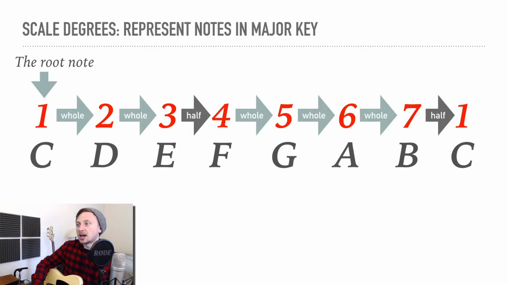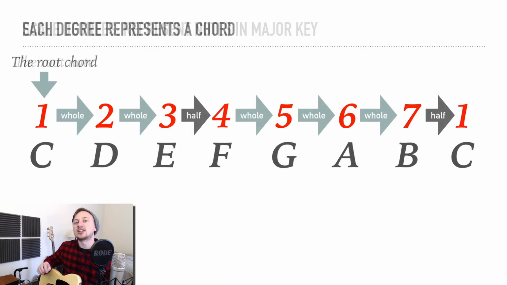Well, what we're going to do now is we're using this same grid, this same system, but we're going to start looking at these instead of as just individual notes. These are now all going to represent chords, okay? So now instead of note 1, we've got chord 1. Okay, instead of note 2, we've got chord 2. Okay, instead of note 3, chord 3, and so on down the line.